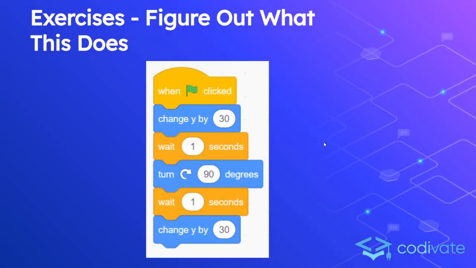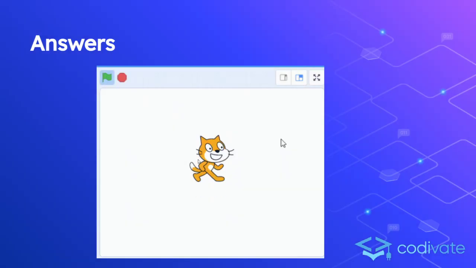Next one. This is almost exactly the same as the previous one, except it says change y by 30 instead of change x by 30. And if you remember, Y means the vertical and X means the horizontal. So you could guess that this is almost exactly the same as the previous one, except the cat moves up instead of to the right, just like this.